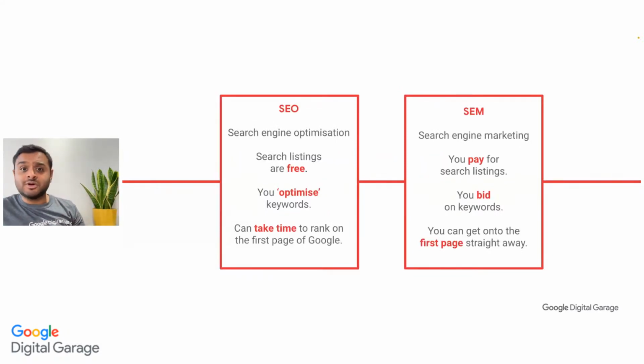So search engine optimization, as we spoke about, is a process where we are working on those search listings that are available or discoverable for free. That's why the word organic persists there as well. And where we're looking to improve the quality of our website through optimizing keywords that we spoke about as well. But you can see that the caveat to this is that it can take time to rank on the first page of the Google search results.